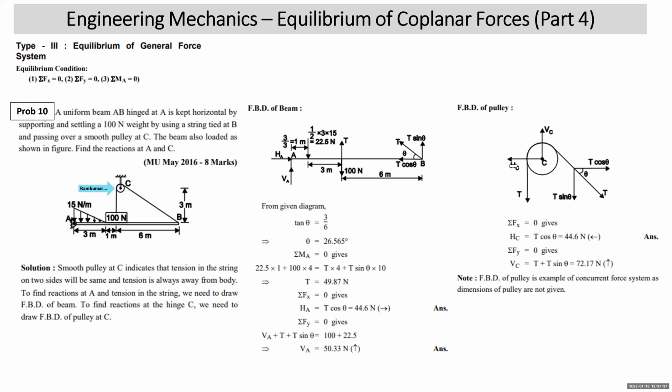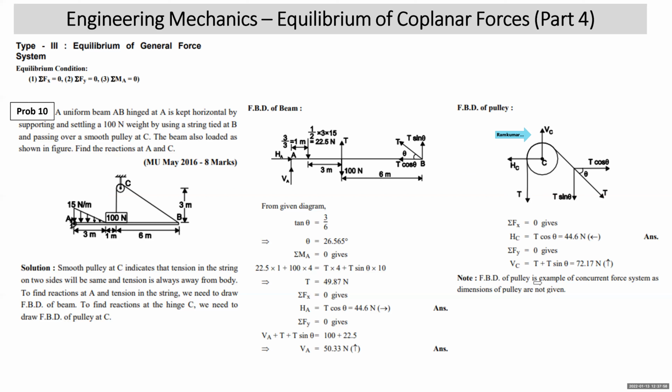So HC and VC. Now, since it is an example of a concurrent force system, we'll apply sigma Fx and sigma Fy equal to 0. Sigma Fx is equal to 0 gives you HC is equal to T cos theta. That gets you the value of HC. Sigma Fy is equal to 0, VC is equal to T plus T sine theta. That gets you the value of VC.